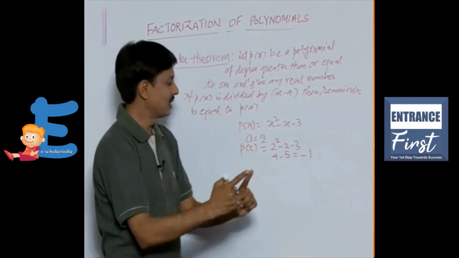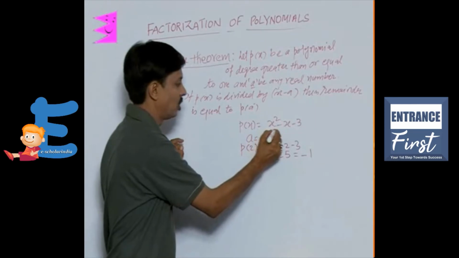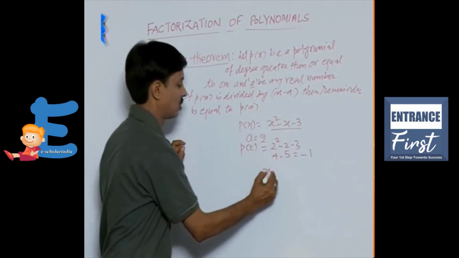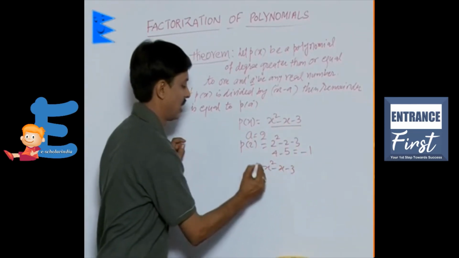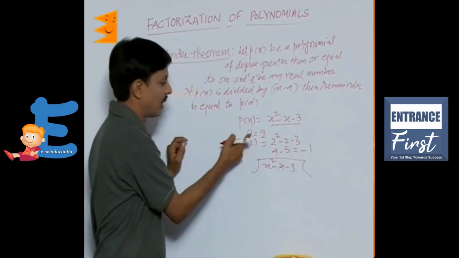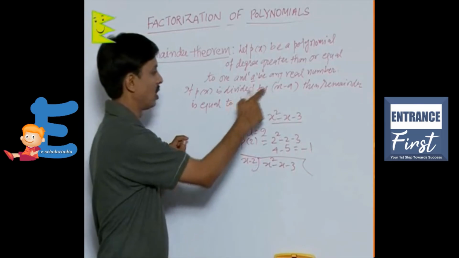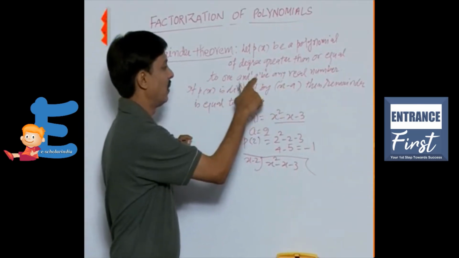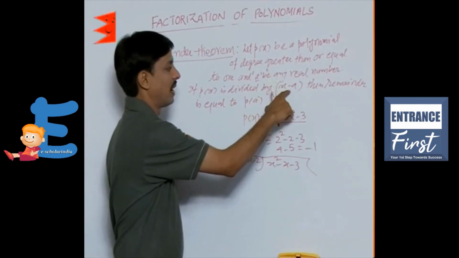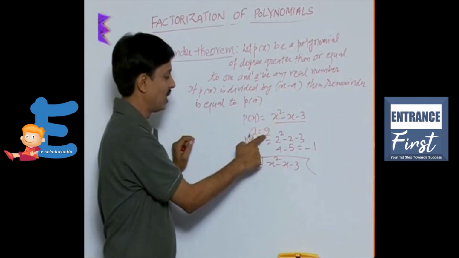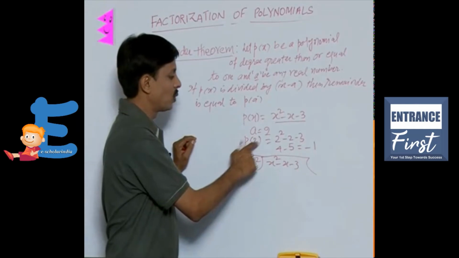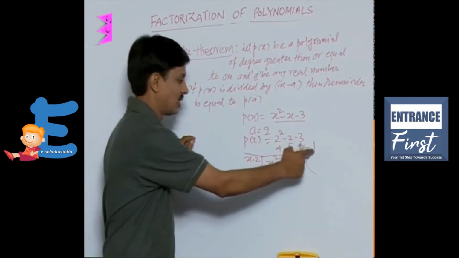So I can say the remainder when this polynomial x square minus x minus 3 is divided, with the help of 2, the divisor will be x minus 2, because if a is any real number, then it is divided by x minus a. If 2 is the real number, then it has to be divided by x minus 2. P of 2's answer is minus 1, that is the remainder.